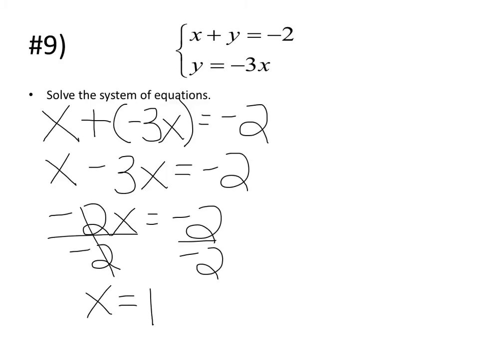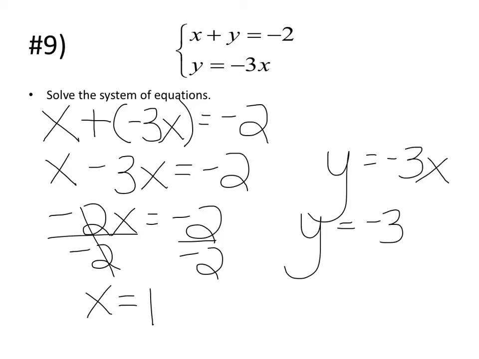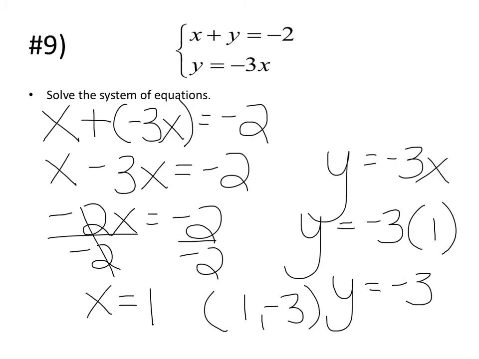And then I'm going to plug this x equals 1 back in here to find out what y is. So I know x is 1, so it's actually y equals negative 3 times 1. So y equals negative 3, and my ordered pair is (1, negative 3).